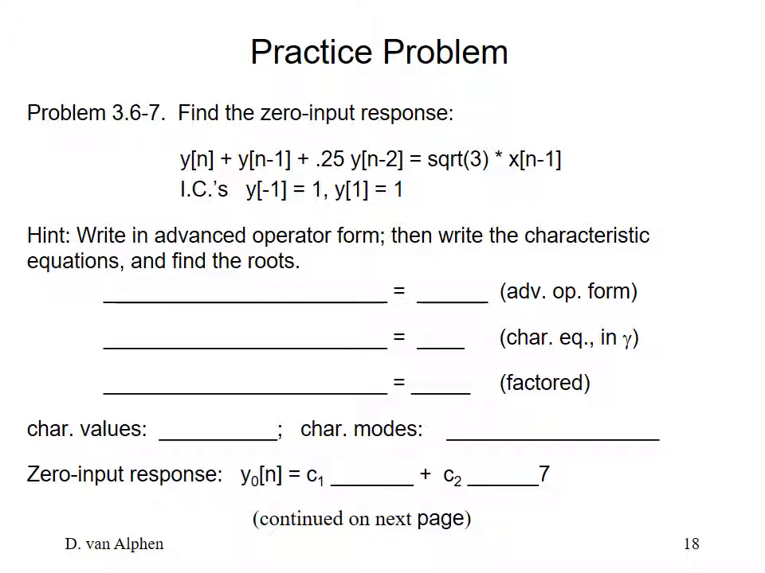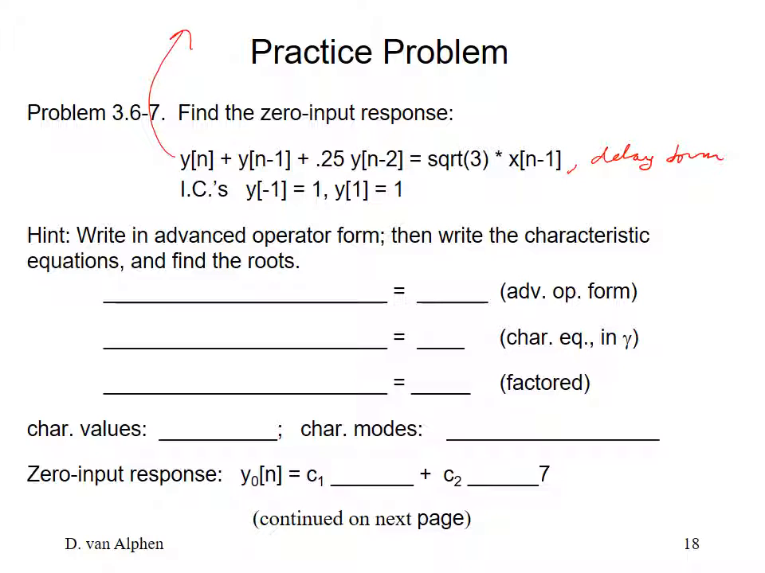Okay, let's try a practice problem here. This practice problem says find the zero input response if y of n plus y of n minus 1 plus 0.25 y of n minus 2 is root 3 x of n minus 1. So the first problem is that right now this is in what we call delay form. And we really need it to be in advanced form, and then we can go to advanced operator notation before we can find the zero input response.